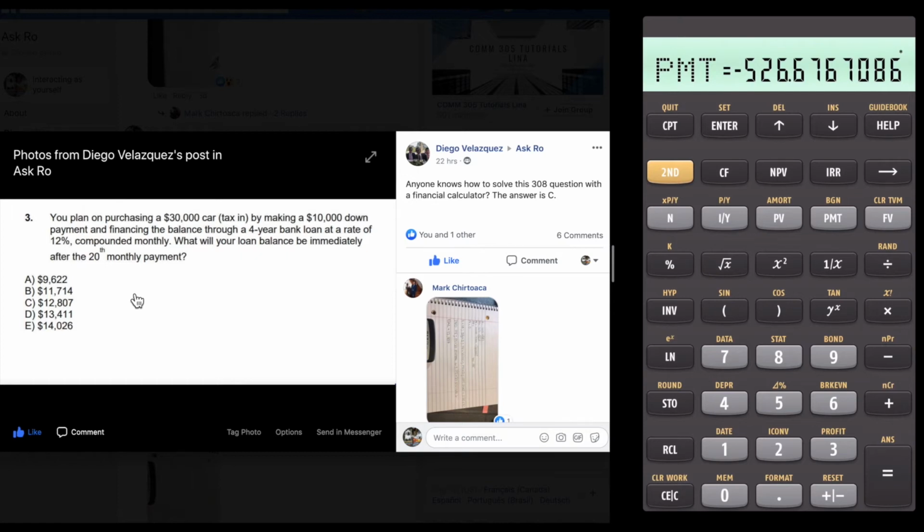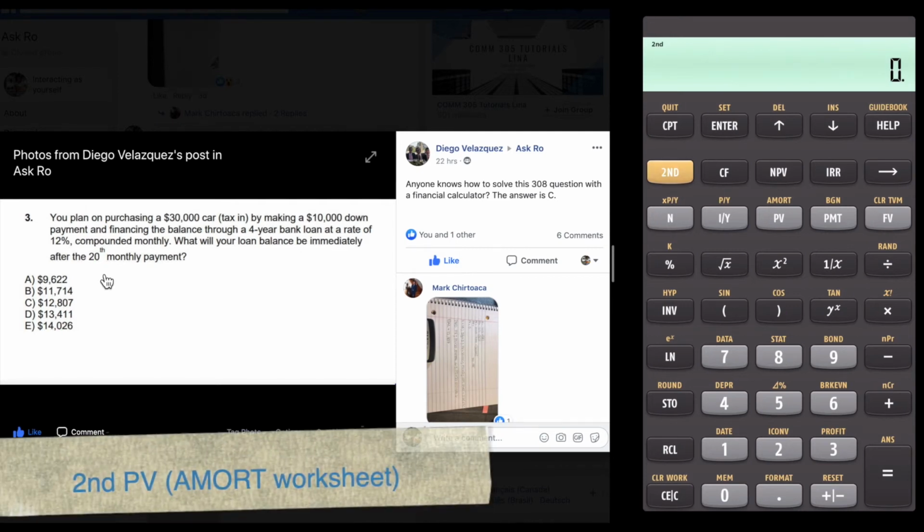Once we've calculated the payment towards this loan, we're now going to use the amortization worksheet in order to determine the balance of our loan immediately after making the 20th payment. And so in order to do that, we'd simply press second followed by PV. Notice how on top of PV it does say amort, and so this is how we enter the amortization worksheet.